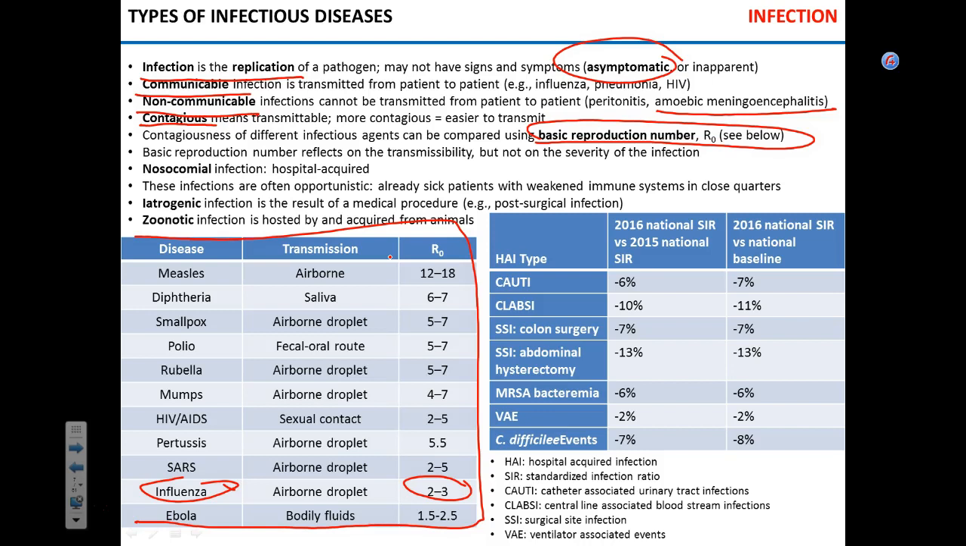Second, the basic reproduction number has nothing to do with the severity of infection. Look at this. Ebola has a basic reproduction number around 2.